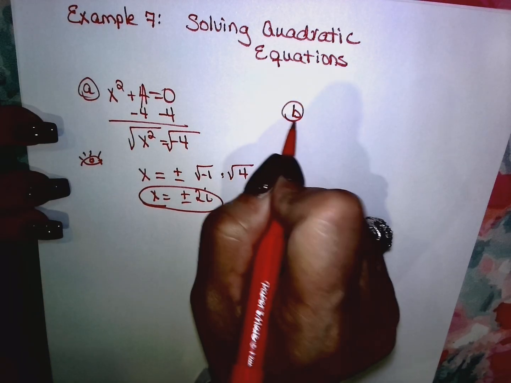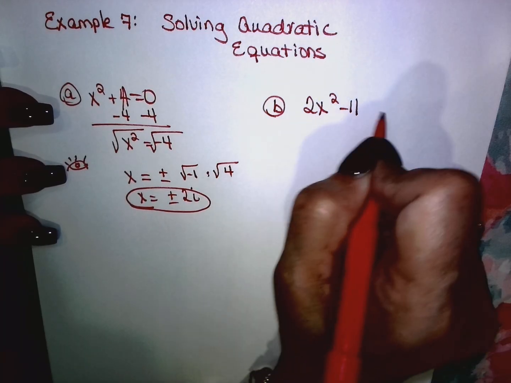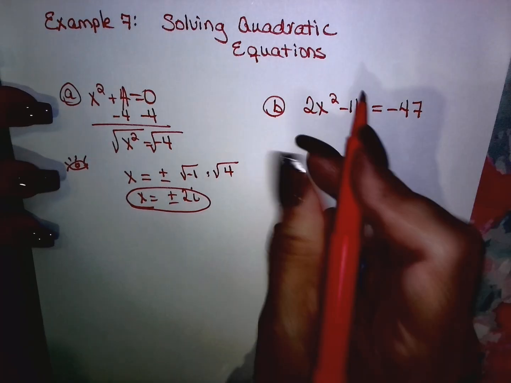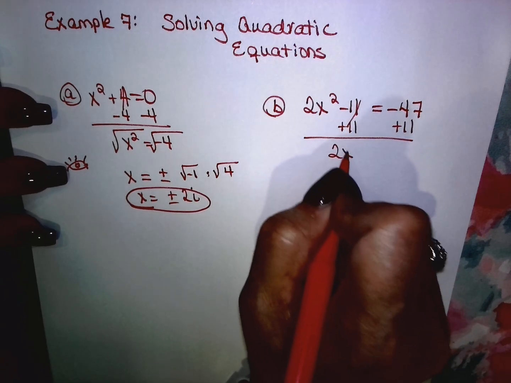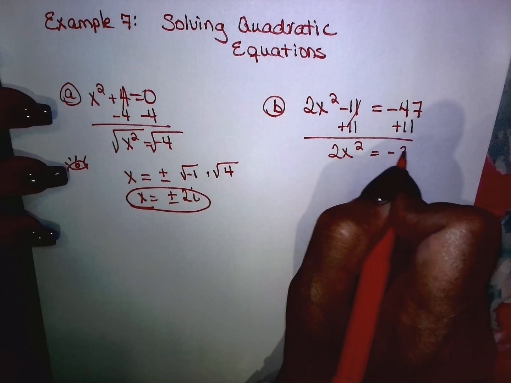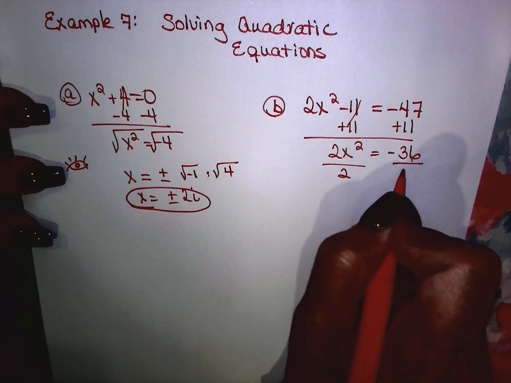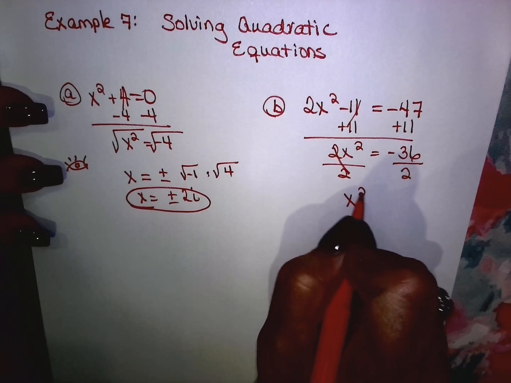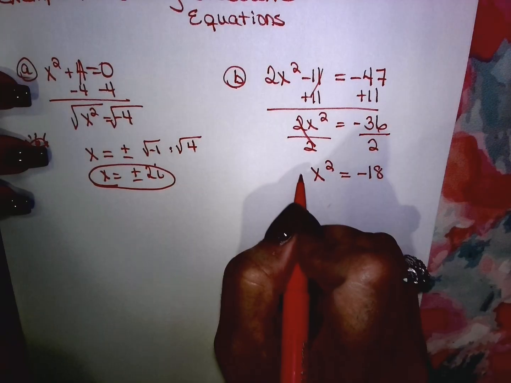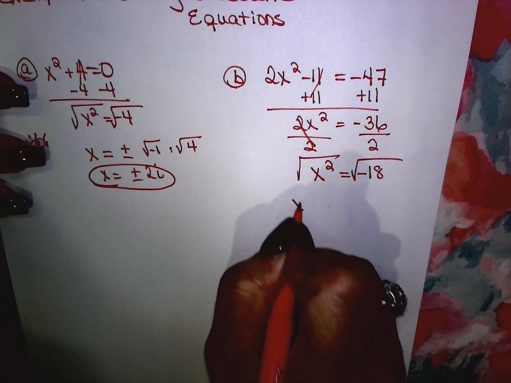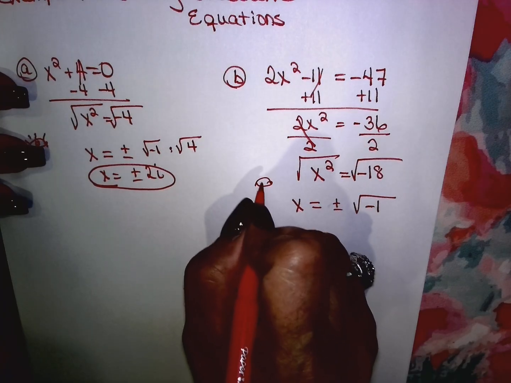Let's take a look at B. Let's say we have 2x squared minus 11 equals negative 47. Here we're going to add 11 to both sides, and we have 2x squared equals negative 36. At this point, we're going to divide both sides by 2, so x squared equals negative 18. Now we're going to take the square root of both sides, so x is going to equal plus or minus, and we're going to pull the i out.